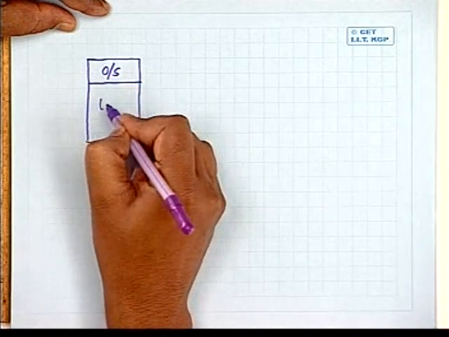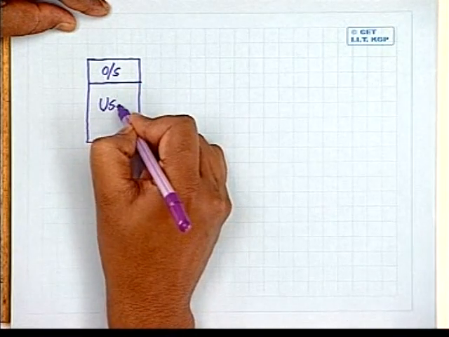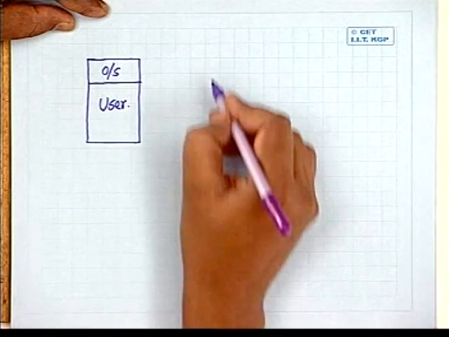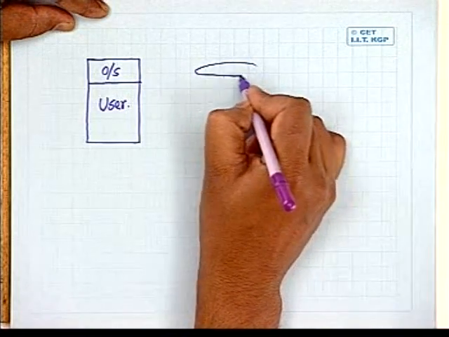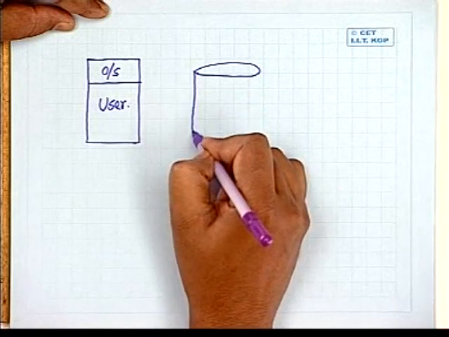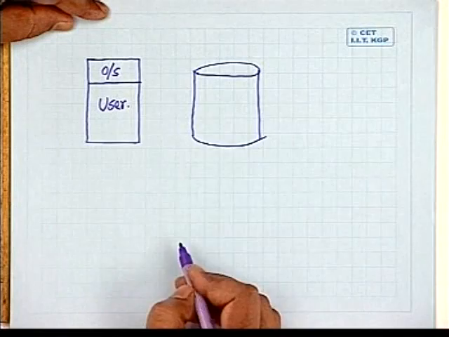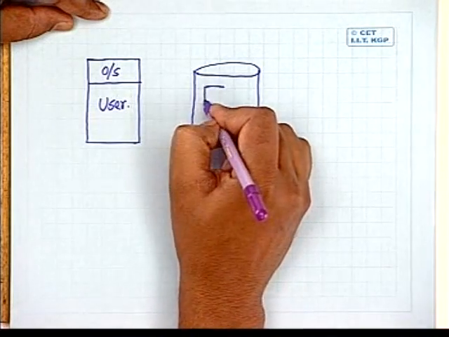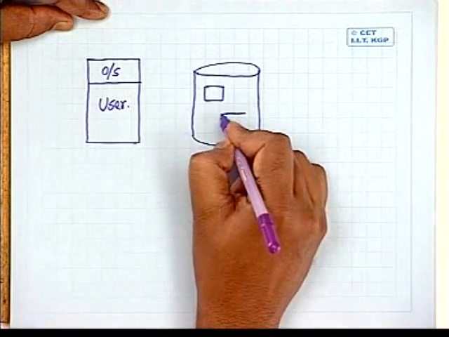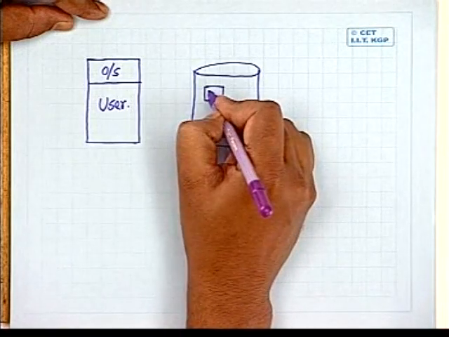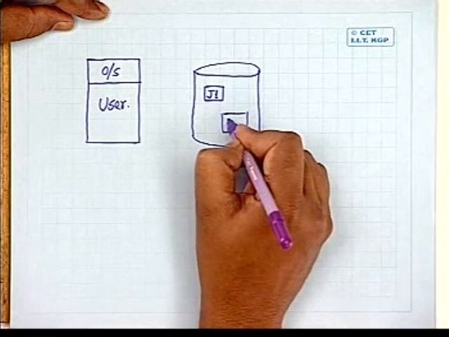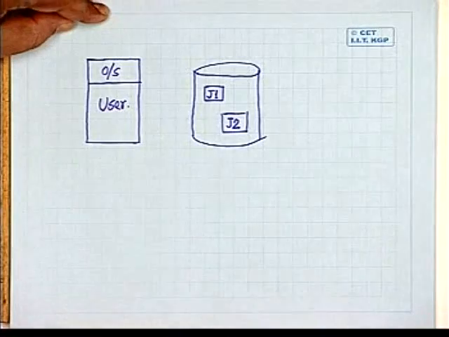This is the operating system region and this is the user region. And we have the secondary storage. Suppose the secondary storage is a disk. The disk contains many user programs. Let us call them job 1, job 2, and so on.